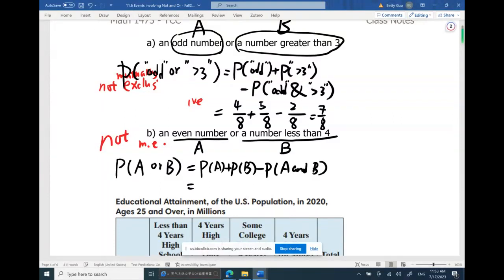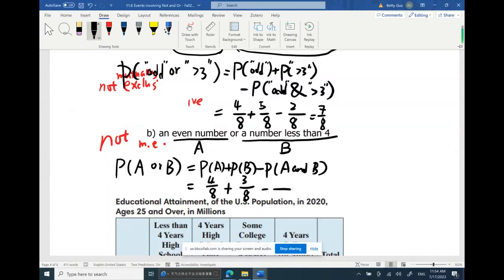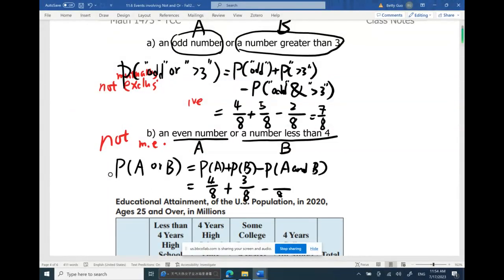What's the probability of A? A is getting an even number, so half, right? What's the probability of B? B is getting a number less than 4, so 1, 2, 3, that's 3. And P of A and B, the denominator remains as 8. Numerator: how many of the 8 regions are even and less than 4? Strictly less than 4. 1, because only 2, right? 1.